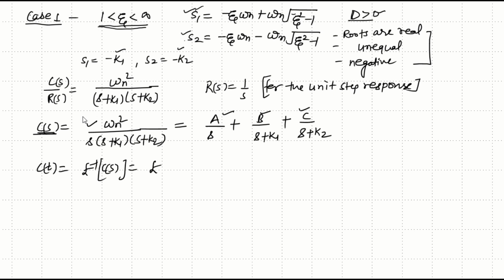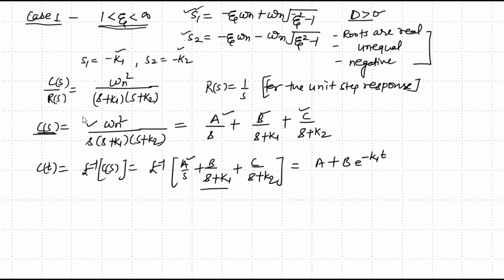So this will be the inverse Laplace of a by s plus b by s plus k1 plus c by s plus k2. I already know that the inverse Laplace of a by s is a, plus the inverse Laplace of 1 by s plus k1, which we already discussed will be an exponential function, and the inverse Laplace of the last term is also exponential, so this will be e to the power minus k2 into t. So this is the response of the second order system for the unit step signal. Here we can see the response is purely exponential.